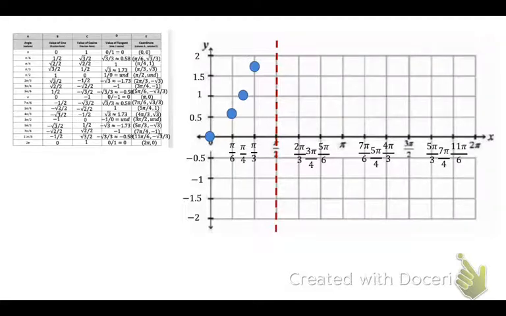And then 2 pi/3 is negative square root of 3, so that's negative 1.73. Pi/4 is negative 1, or 3 pi/4, sorry. 5 pi/6 is negative square root of 3 over 3, so that's negative 0.58. At pi, it's 0. 7 pi/6 is square root of 3 over 3, so that's about 0.58. 5 pi/4 is 1. 4 pi/3 is the square root of 3, which is about 1.73. And then 3 pi/2, we have another asymptote.